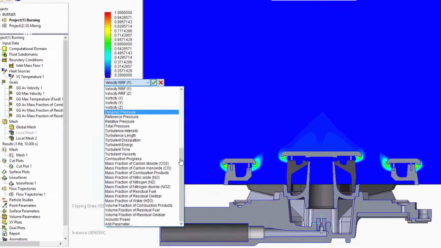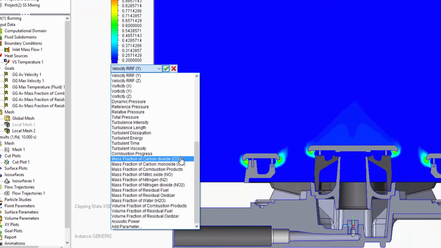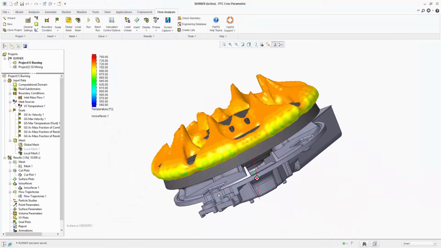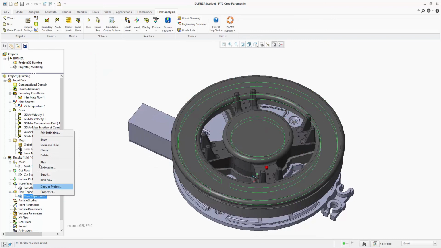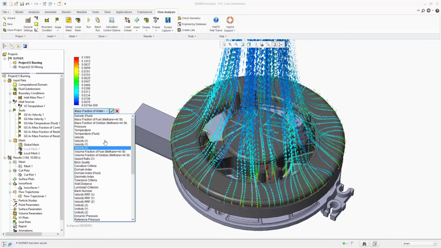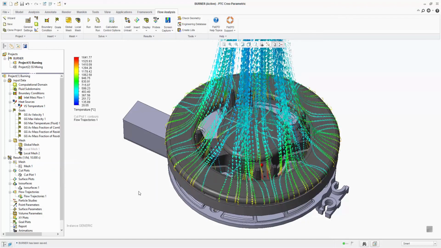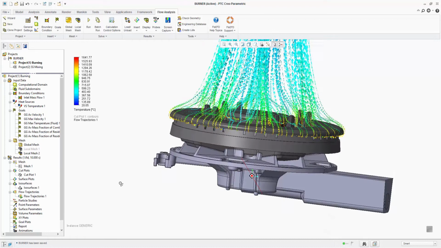We can also plot various combustion products such as CO2, CO, NOx, and residual fuel. This is useful for emissions determination. An ISO surface showing combustion at a constant temperature gives a clearer idea of the flame pattern. Flow trajectories show the path of the combustion gases. FLOEFD can be used to optimize the mixing and burning of fuels and oxidizers, all within your MCAD system, to determine the product performance before prototyping.